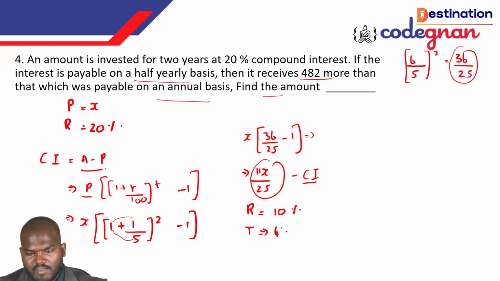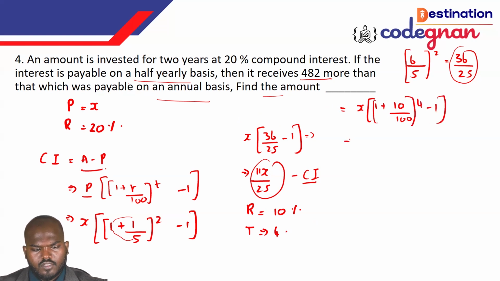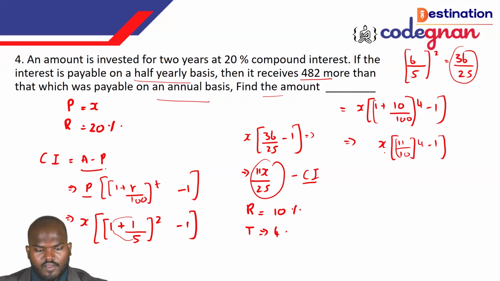If you apply the same method, this is a little bit lengthier question. We can call it x times (1 plus 10 by 100) to the power 4, minus 1. This will give you x times (11 by 10) to the power 4, minus 1. If you resolve this, it gives you 4641x by 10,000.